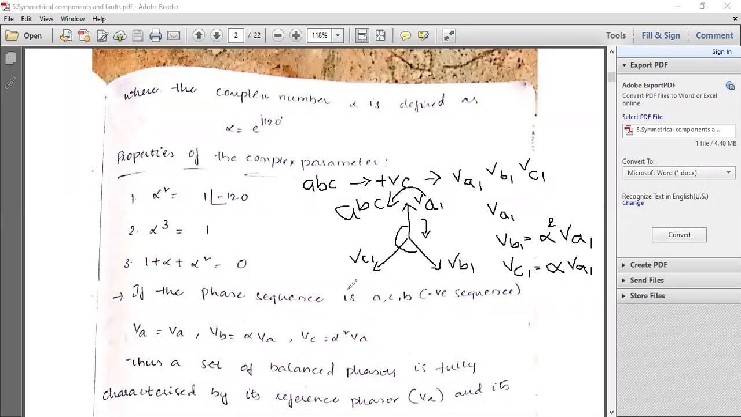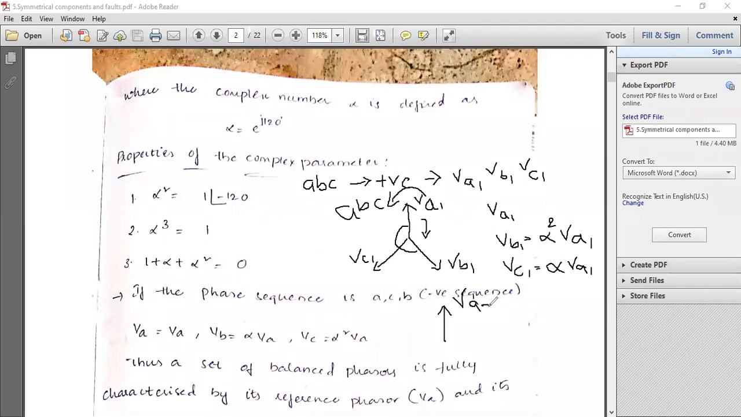Similarly, you also have current vectors, but we are not going to discuss those. Whether it is voltage or current, the formula is the same. If you are considering VA1 as a reference, you can express VB1 in terms of VA1 as alpha square into VA1, and VC1 is equal to alpha into VA1. Similarly, if you are considering negative sequence components, suffix 2 denotes a negative sequence component.